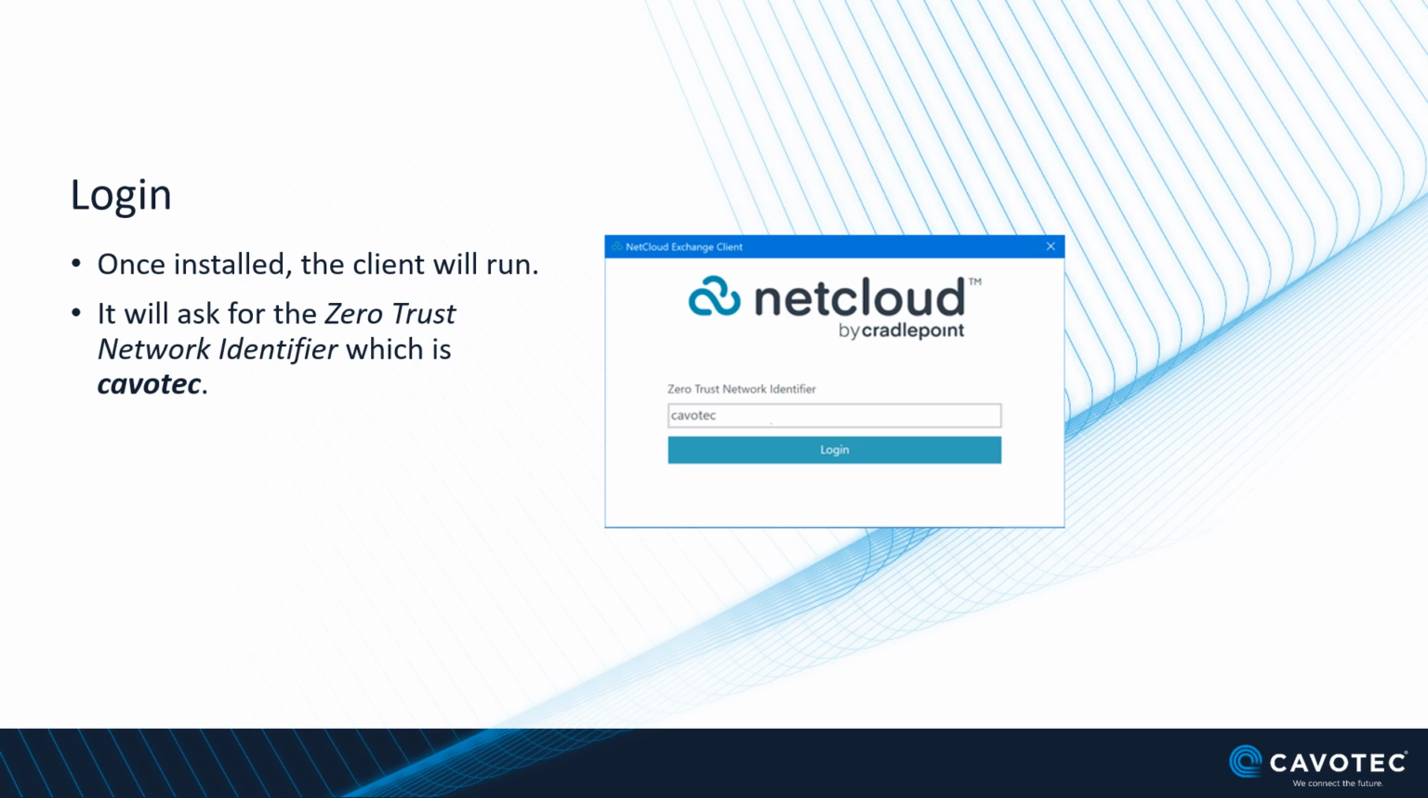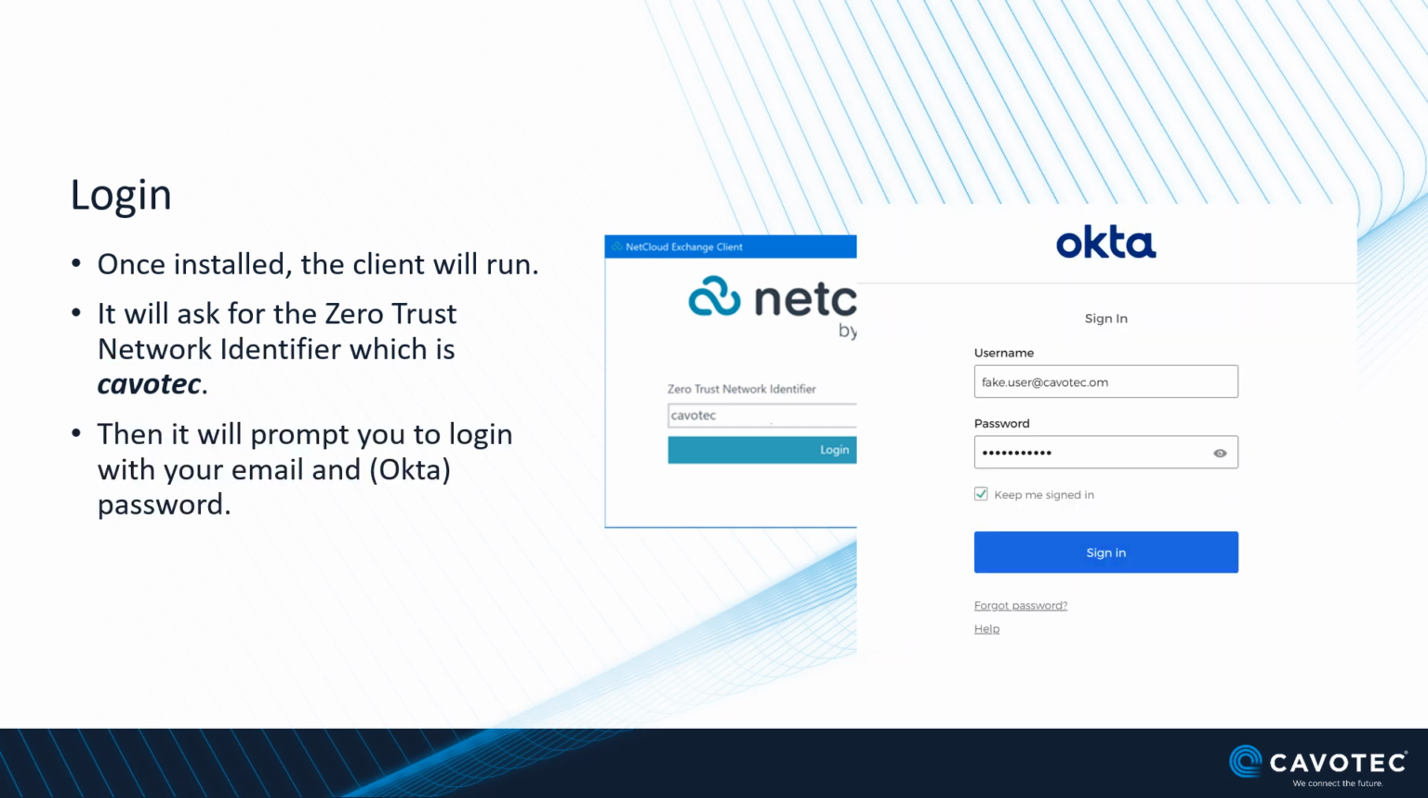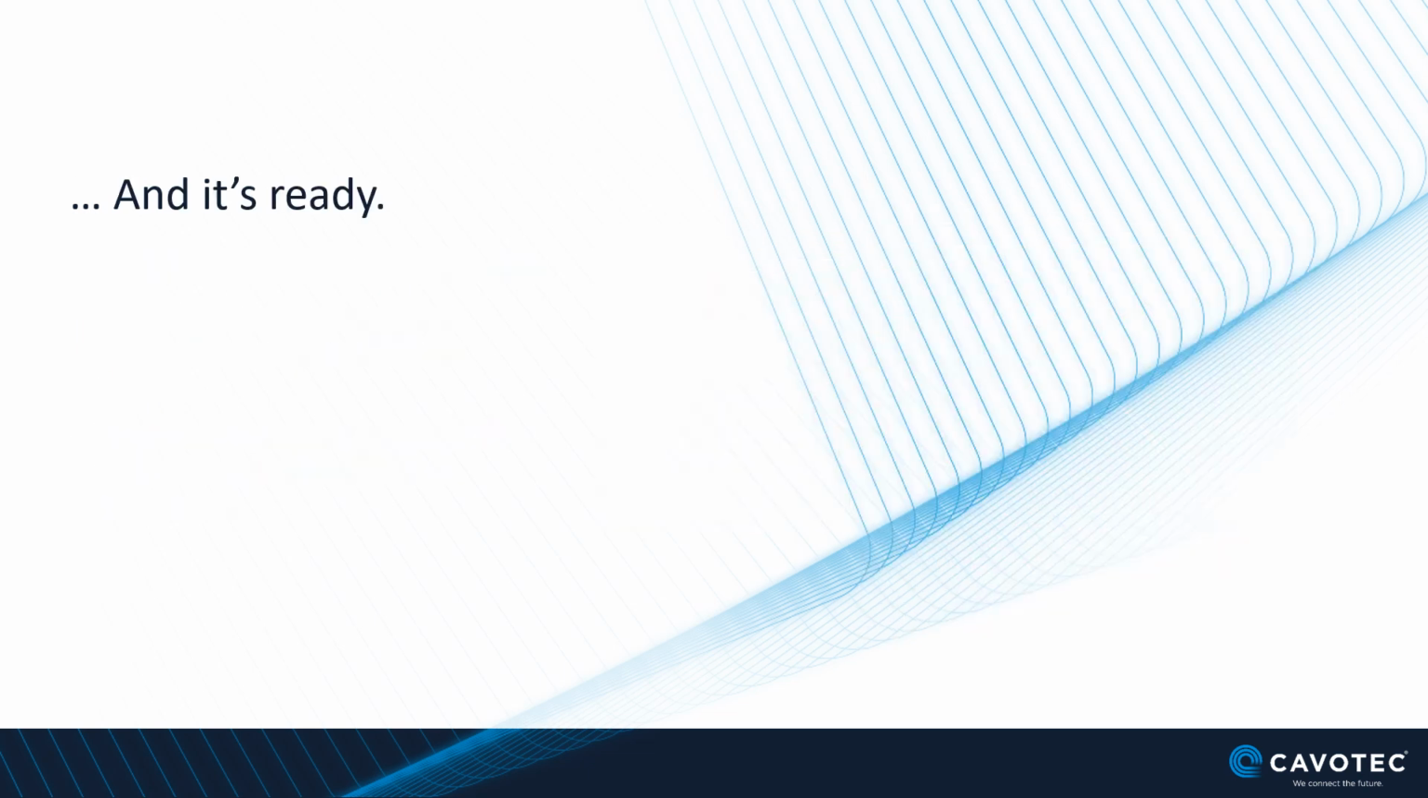Once it's installed, the client will run automatically. It will ask you for your Zero Trust Network Identifier. Our ZTNI is Cavotec. Then it will prompt you to log in with your email and Okta password. And it's ready. You are now connected to every single device that's connected through NCX.